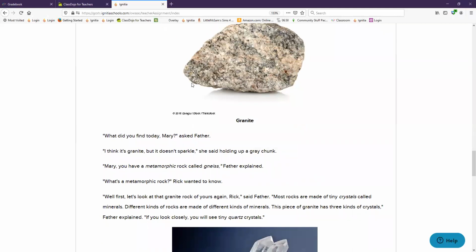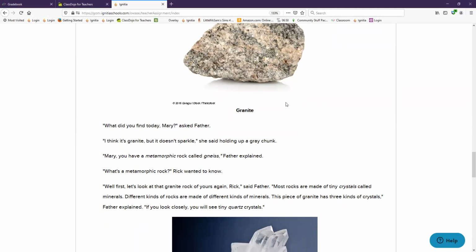That is a neat rock. Have you ever seen one like that? I have a rock or two like that.